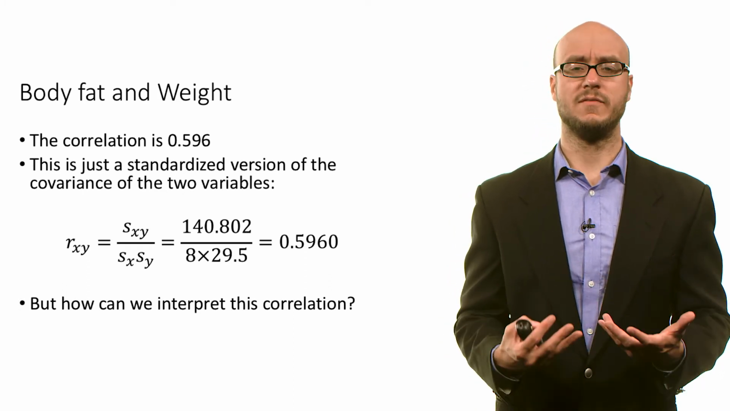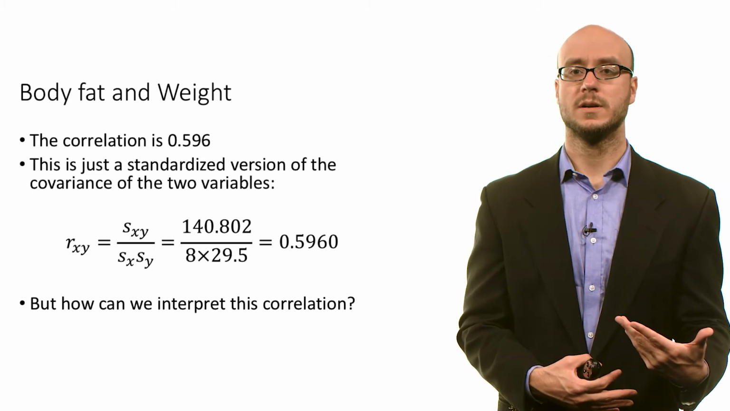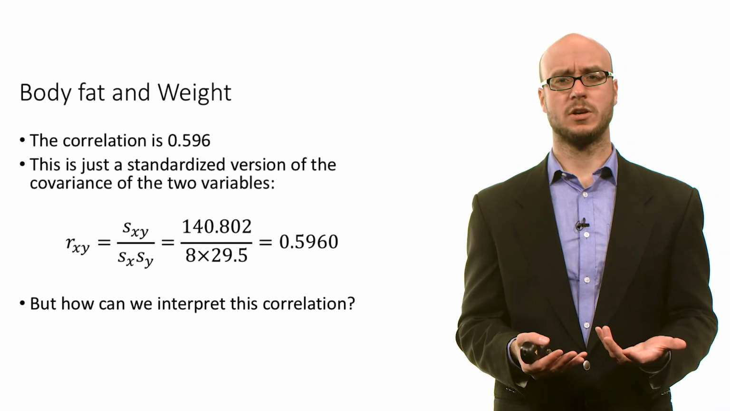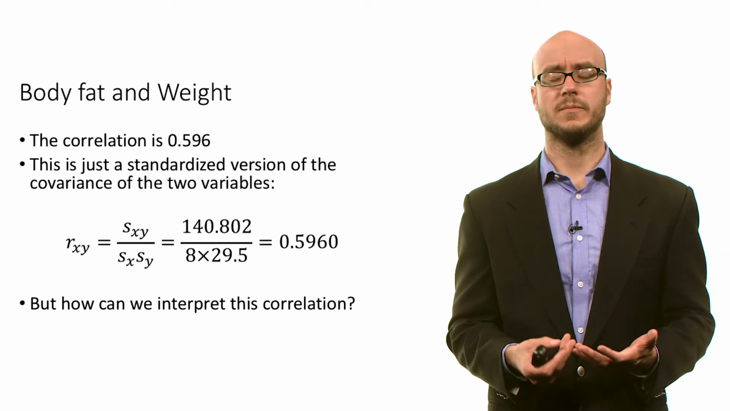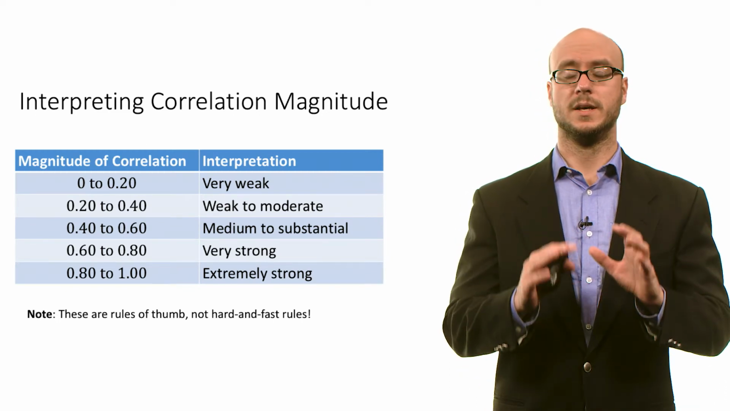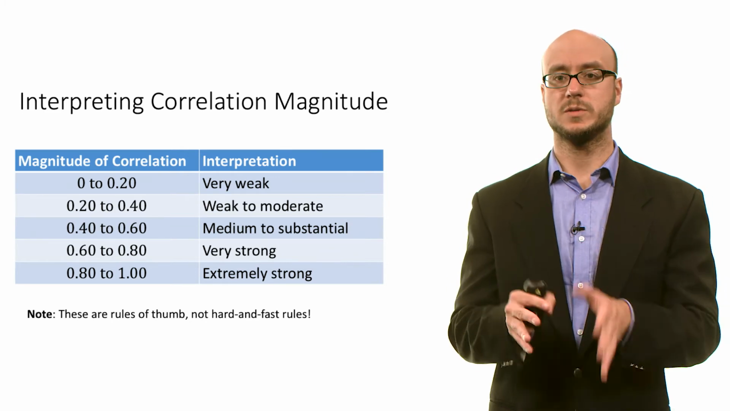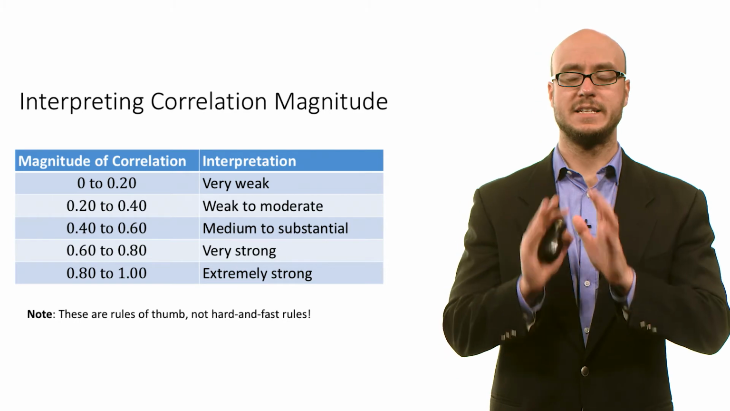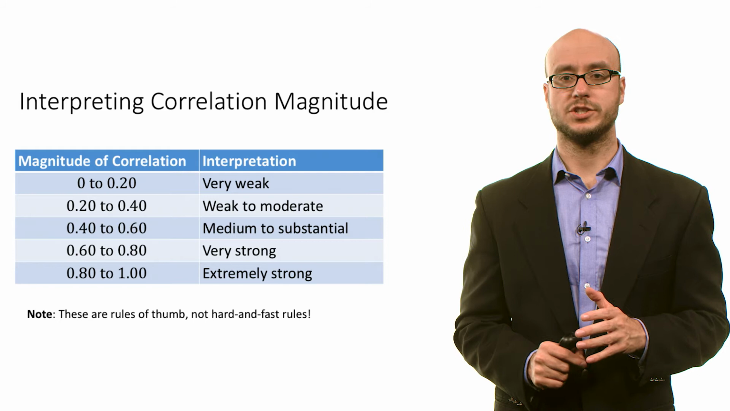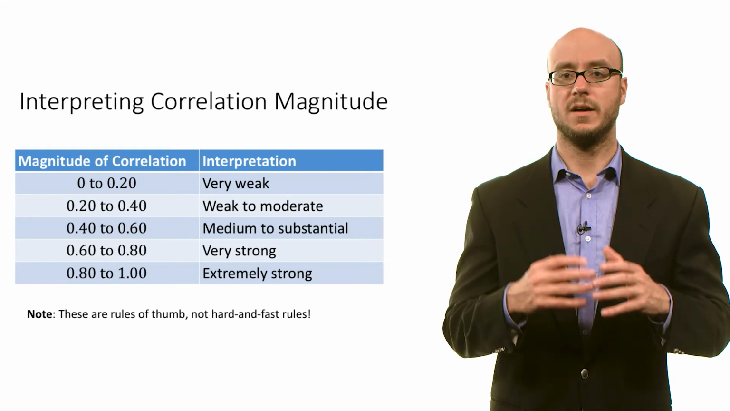We know that 0.596 has a greater magnitude than 0.4 and a smaller magnitude than 0.9, but substantively, what does a correlation coefficient of 0.596 mean? Well, there are a few rules of thumb. This is a rule of thumb for interpreting correlation magnitude. It will vary from discipline to discipline. So if you talk to a psychologist, they might have a different set of criteria for understanding the magnitude of correlation than a sociologist or an economist. But this is just a general set of guidelines.